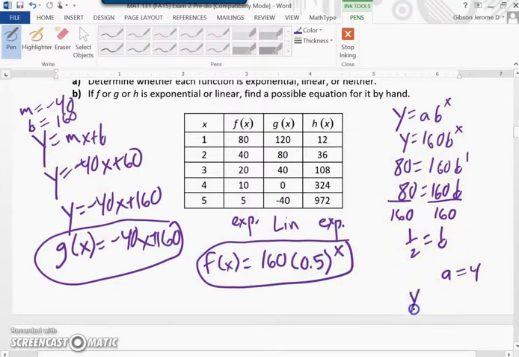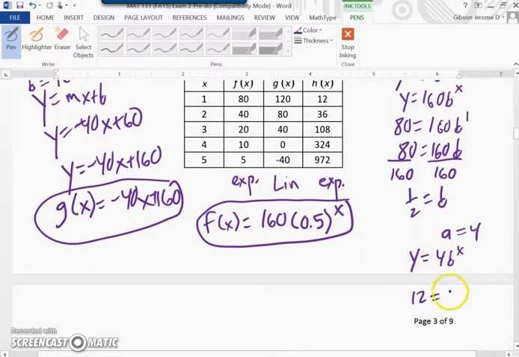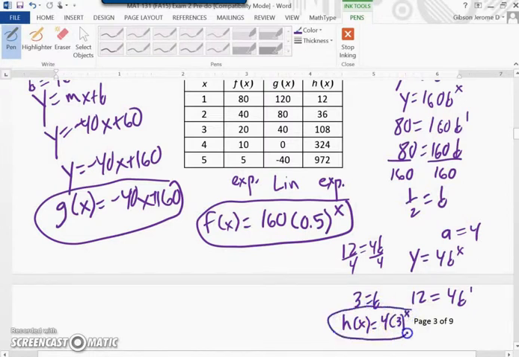So we would substitute. We would have y is equal to 4 times b to the x. Now I probably would use 1 and 12 to substitute in. So we have 12 is equal to 4b to the first, which gives us 12 is equal to 4b. Divide each side by 4, and 3 is equal to b. So our final answer would be h of x is equal to 4 times 3 to the x. So these are our 3 formulas.